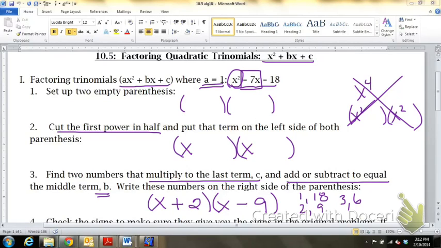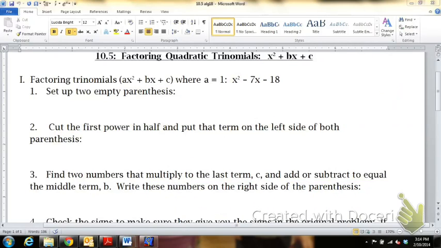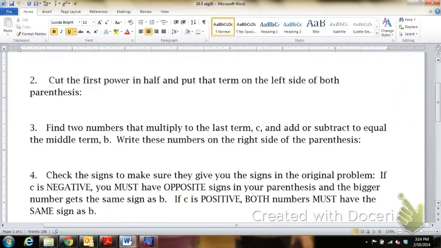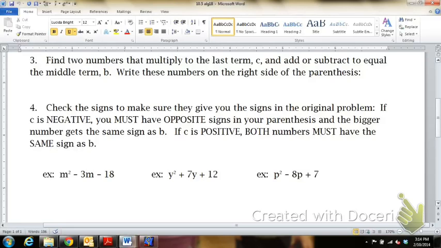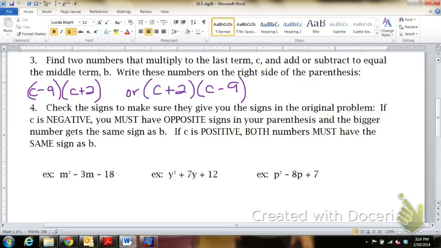Okay, so pause that and fill that in because I'm going to scroll down. Okay, here's what we just had. We just had x plus 2 and x minus 9. It doesn't matter, I could also have put x minus 9 times x plus 2. It doesn't matter which one goes first, but if I need 9 to be negative, no matter where I put that parentheses, that negative needs to be with the 9.